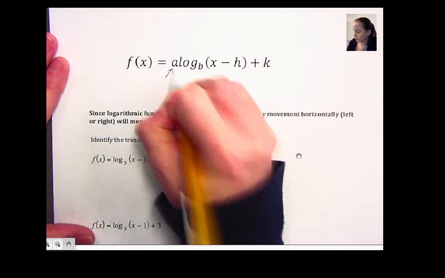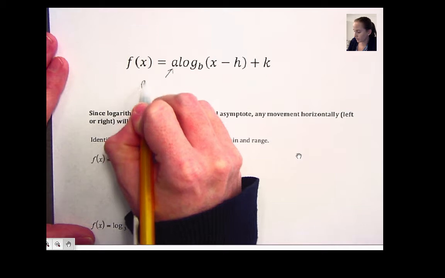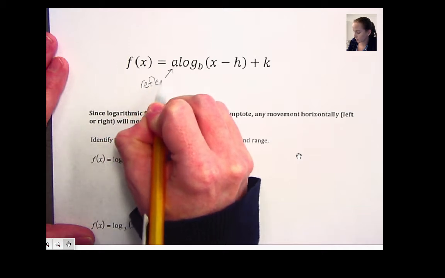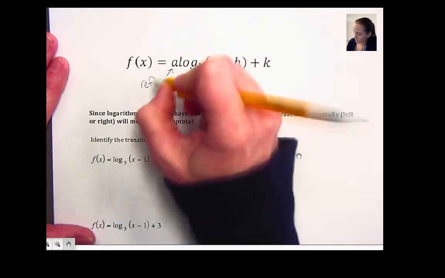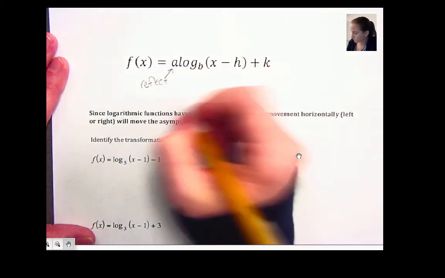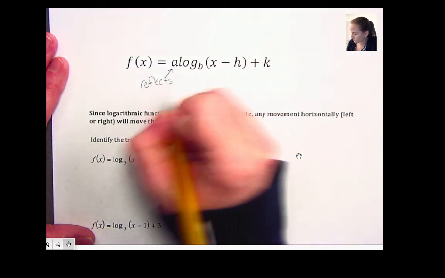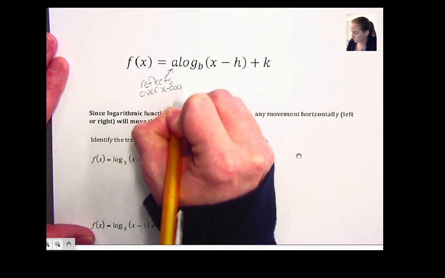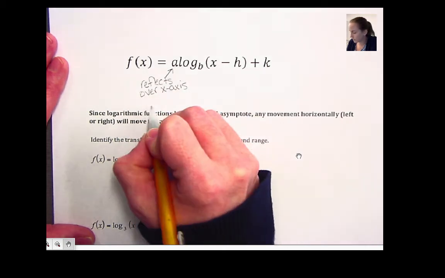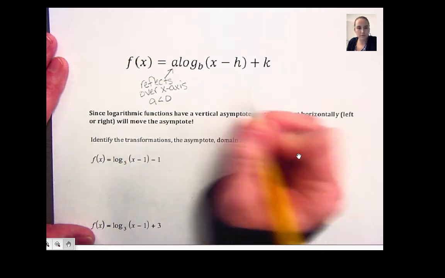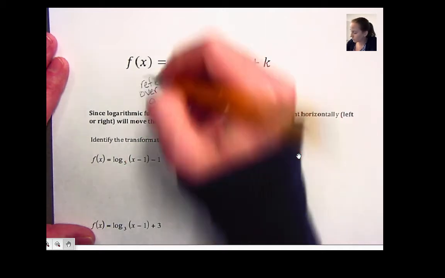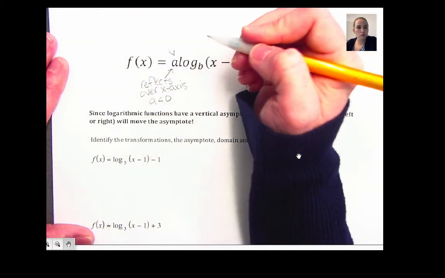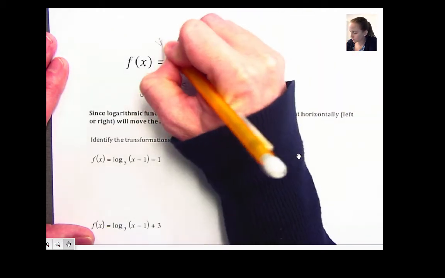So the A value, again, this is reflections. It reflects over the x-axis, and that's, of course, if the A value is less than 0, if it's negative. The A value also does vertical stretches and compressions.